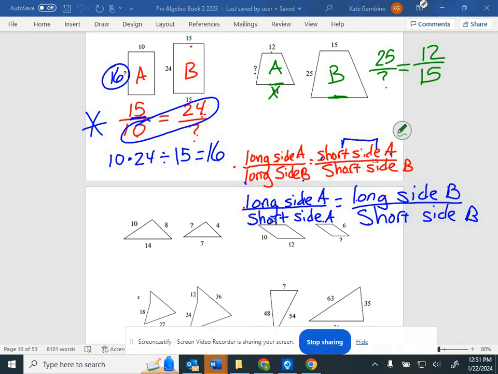Now, did Jude set up his equation right? So I see the long B over the short A. And then I see 12, which is, sorry, this was long A. Then I see short A over long B. No, short B.